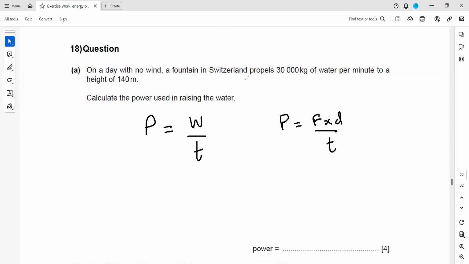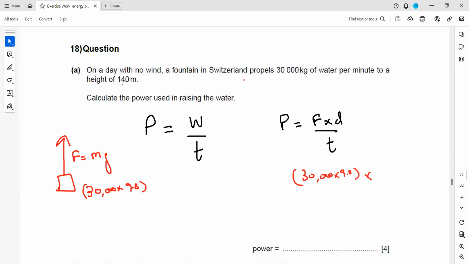What force is applied? Whenever you're lifting an object, what is the minimum force we apply? The force we apply is equal to the weight of the object. Whenever you're lifting an object, the minimum force should be equal to its weight, and weight is mass times gravity. So mass is 30,000 and gravity is 9.81 or 9.8. So the force will be 30,000 times 9.8.